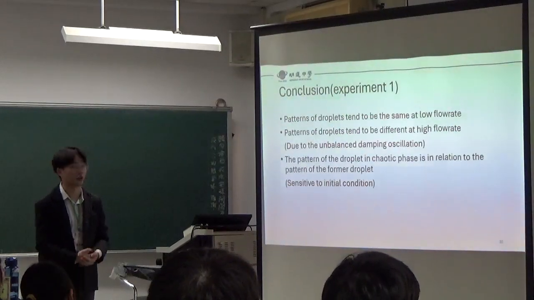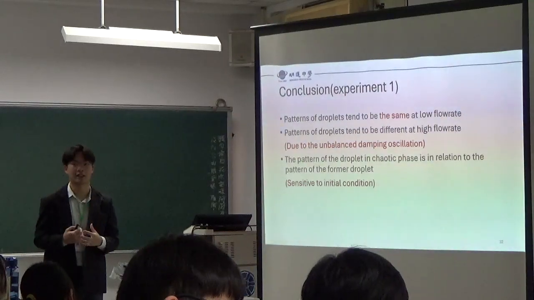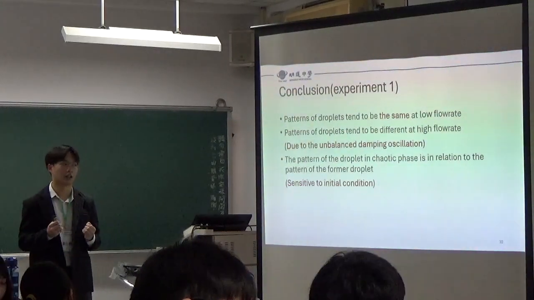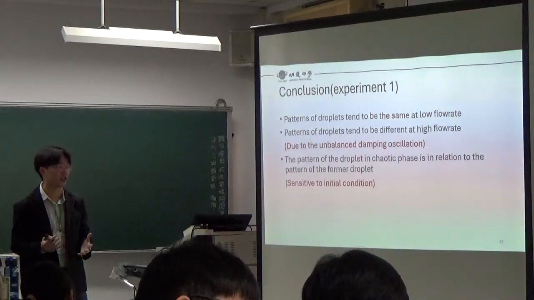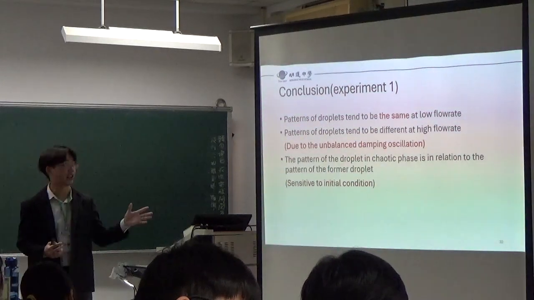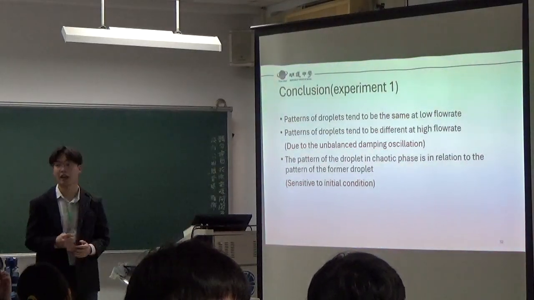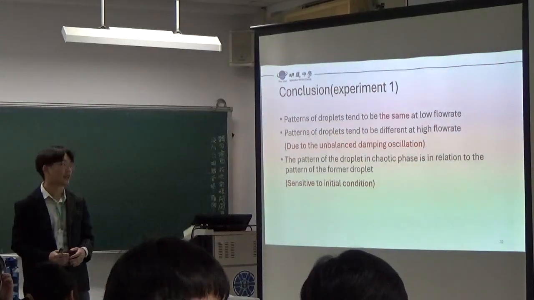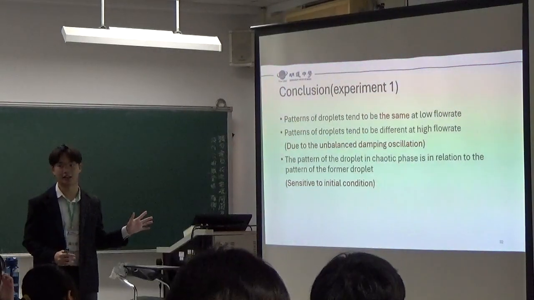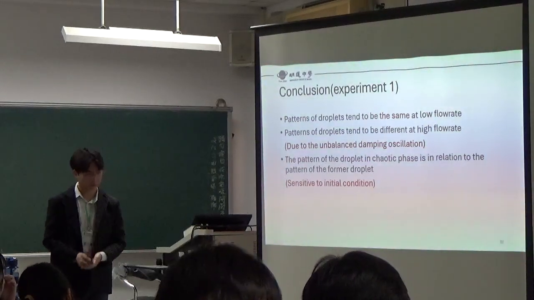And this is my conclusion for experiment 1. The patterns of droplets tend to be the same at low flow rate, since the damping oscillation is balanced, and the pattern of the droplets tend to be different at high flow rates, due to the unbalanced damping oscillation. And the pattern of the droplet in the chaotic phase is in relation to the pattern of the former droplets, just as I mentioned in the chaotic system definition, that it is sensitive to initial condition.